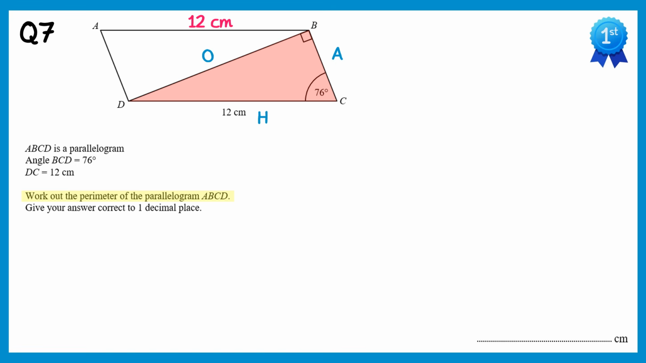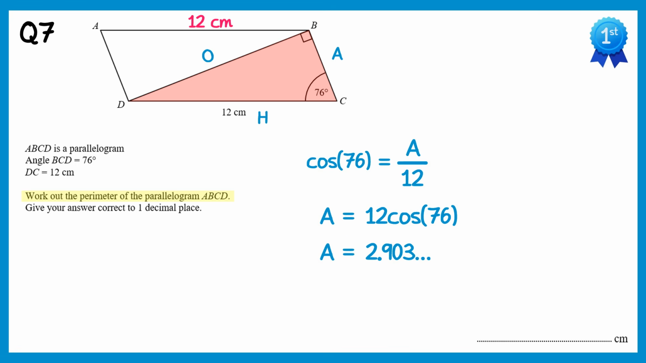Using this, we can write down that cos of 76 must be the adjacent, which we don't know, so we'll just call that A, divided by the hypotenuse, which we do know, that's 12. So we can rearrange this. If we multiply by 12 on both sides, we find the adjacent is equal to 12 cos 76. And that's one of the sides we were looking for. If you type this into your calculator, you'll find that the adjacent is equal to 2.903, and so on. So that's the length of BC up here, but it's also the length of AD over here.